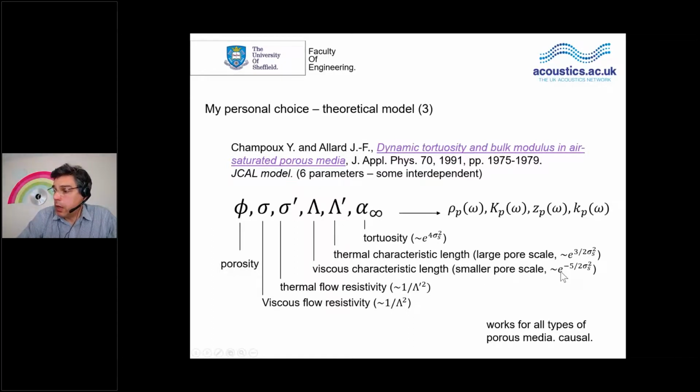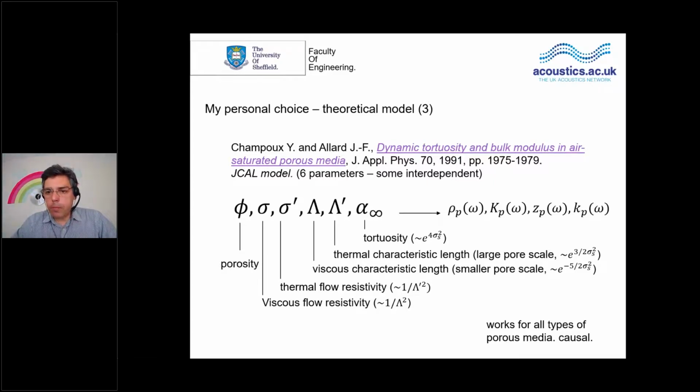Viscous characteristic length is proportional to the mean pore size and this quantity, and thermal characteristic length is proportional to mean pore size times this quantity. And tortuosity is also not independent; it's proportional to this quantity, basically, which is controlled by the standard deviation in the pore size. But it's causal. It works very well for all kinds of materials, and I'll show you examples later on. But again, the problem is some of the parameters are interlinked and they're very hard to measure.